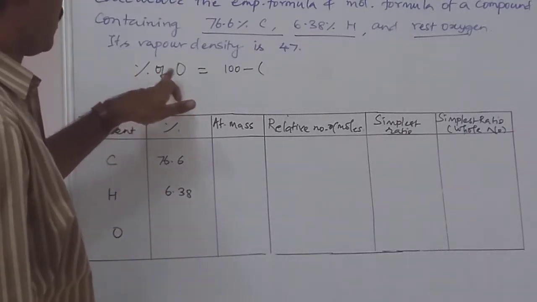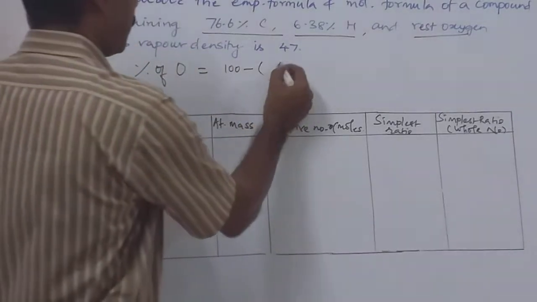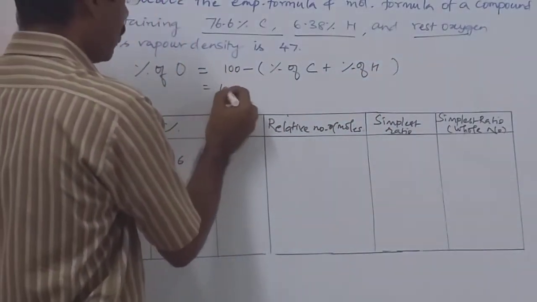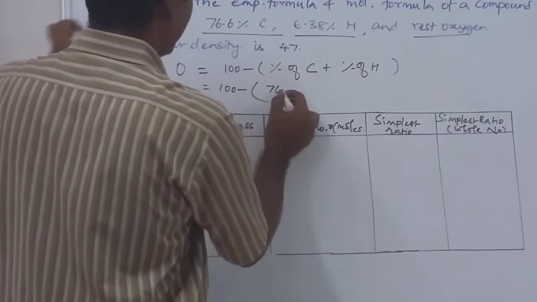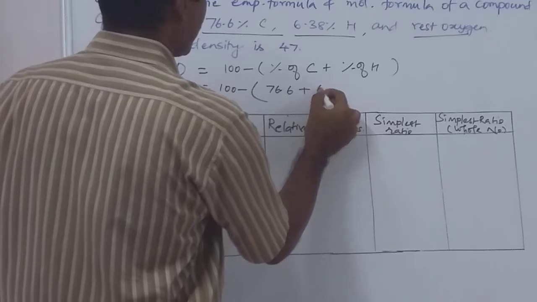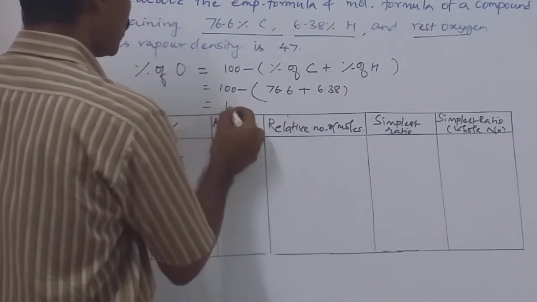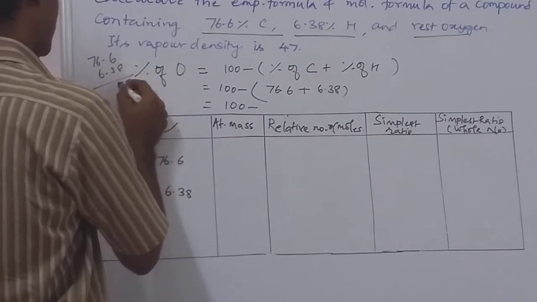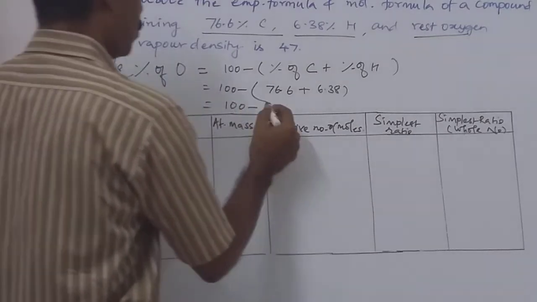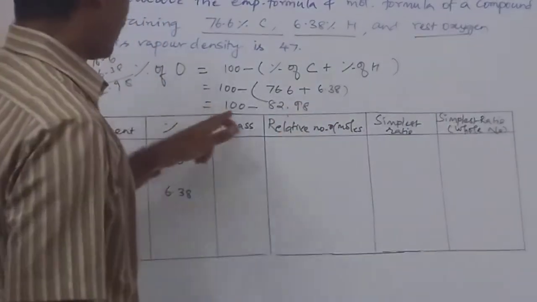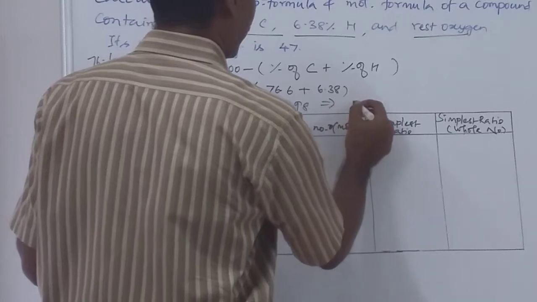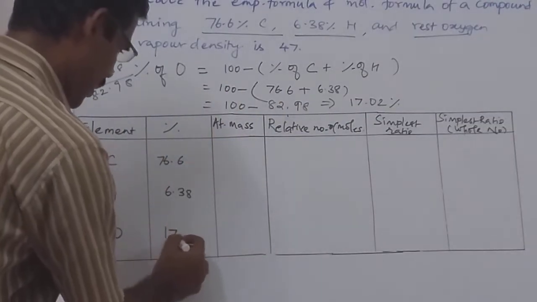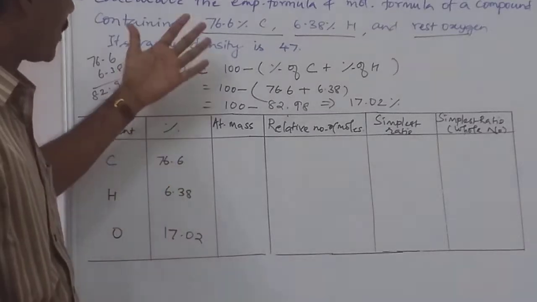First of all, we have to add the percentage of carbon plus percentage of hydrogen, and that has to be subtracted from 100. So that is equal to 100 minus the percentage of carbon, 76.6, and that of hydrogen, 6.38. When you add these two, you get 82.98. So we subtract, and the value comes around 17.02. So this is the percentage of oxygen, and therefore I am writing it as 17.02. The same thing we discussed in the previous class.